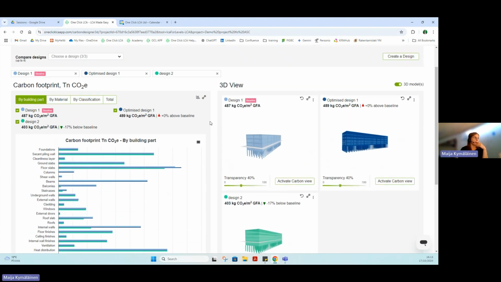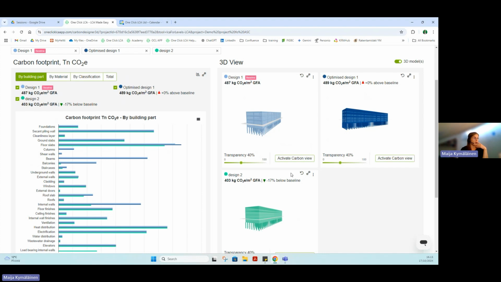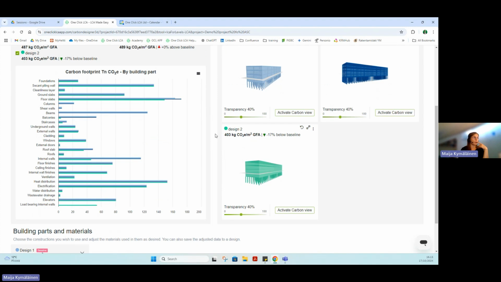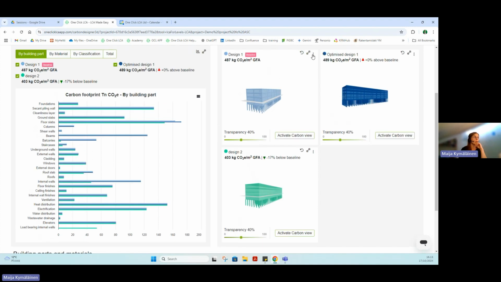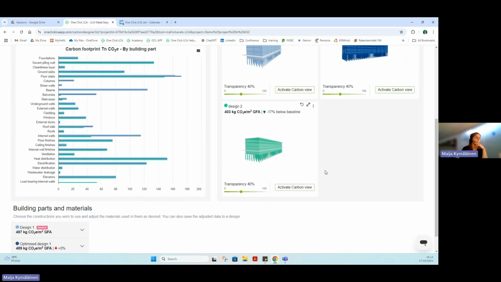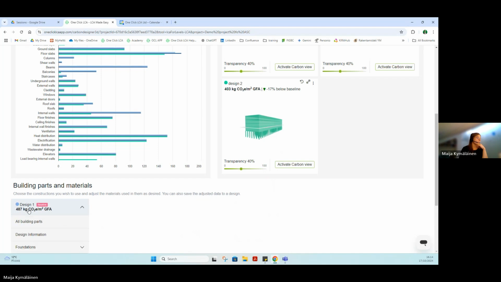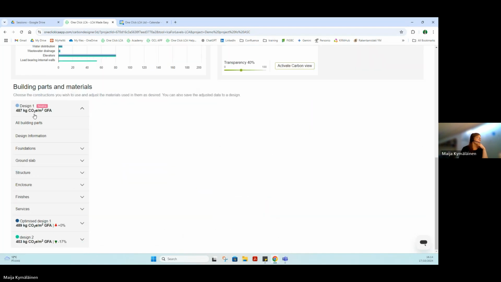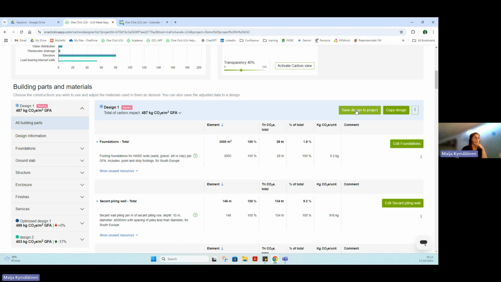But that's it basically about Carbon Designer 3D. As mentioned, you can only do 4 at the same time, but then you have to go back to the software and start Carbon Designer again, or you have to remove some of these to continue if you want to. But then when you want to take them into your calculations, you can save design to project. So you can go to the 3 dots here, or you can choose a design, and you can also go here, save design to project.